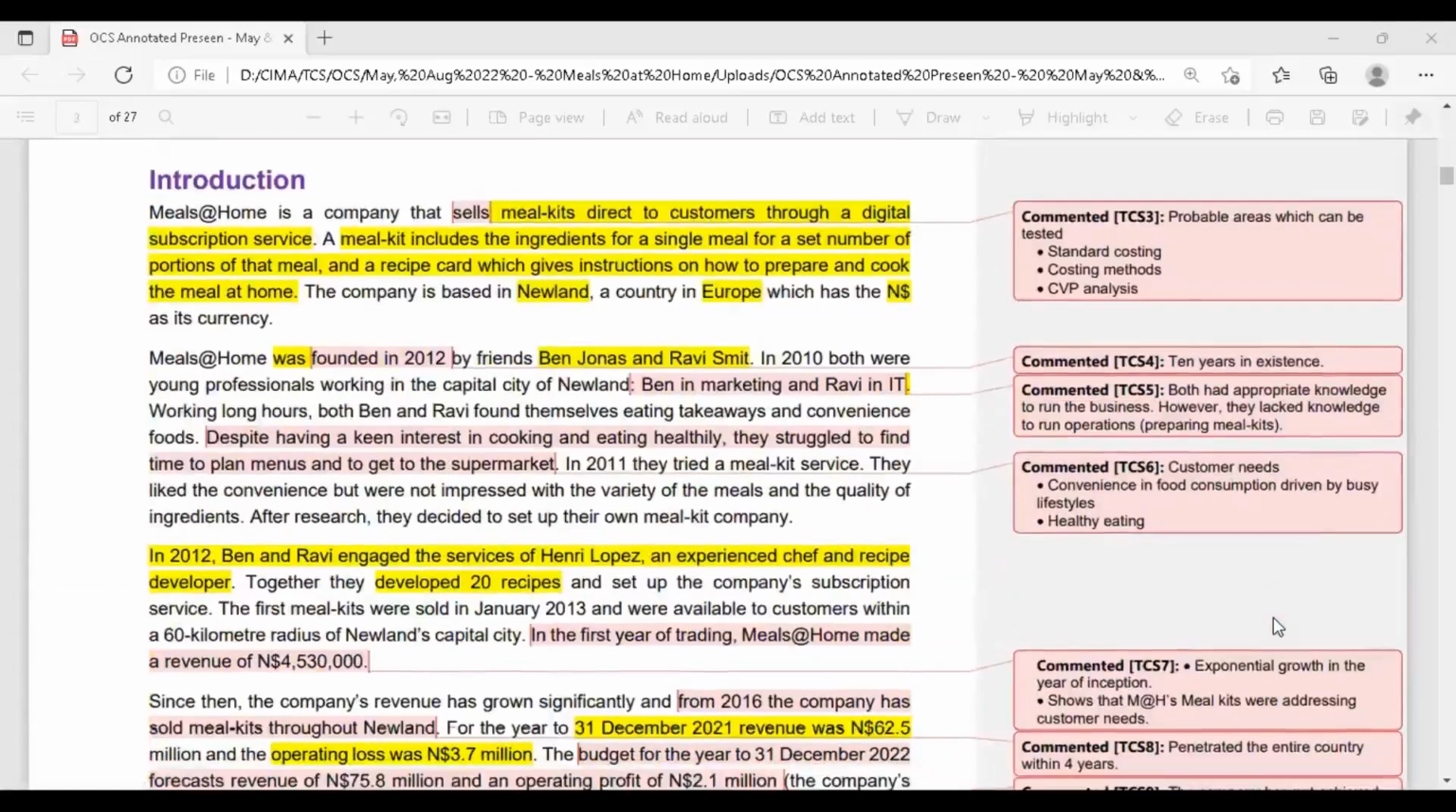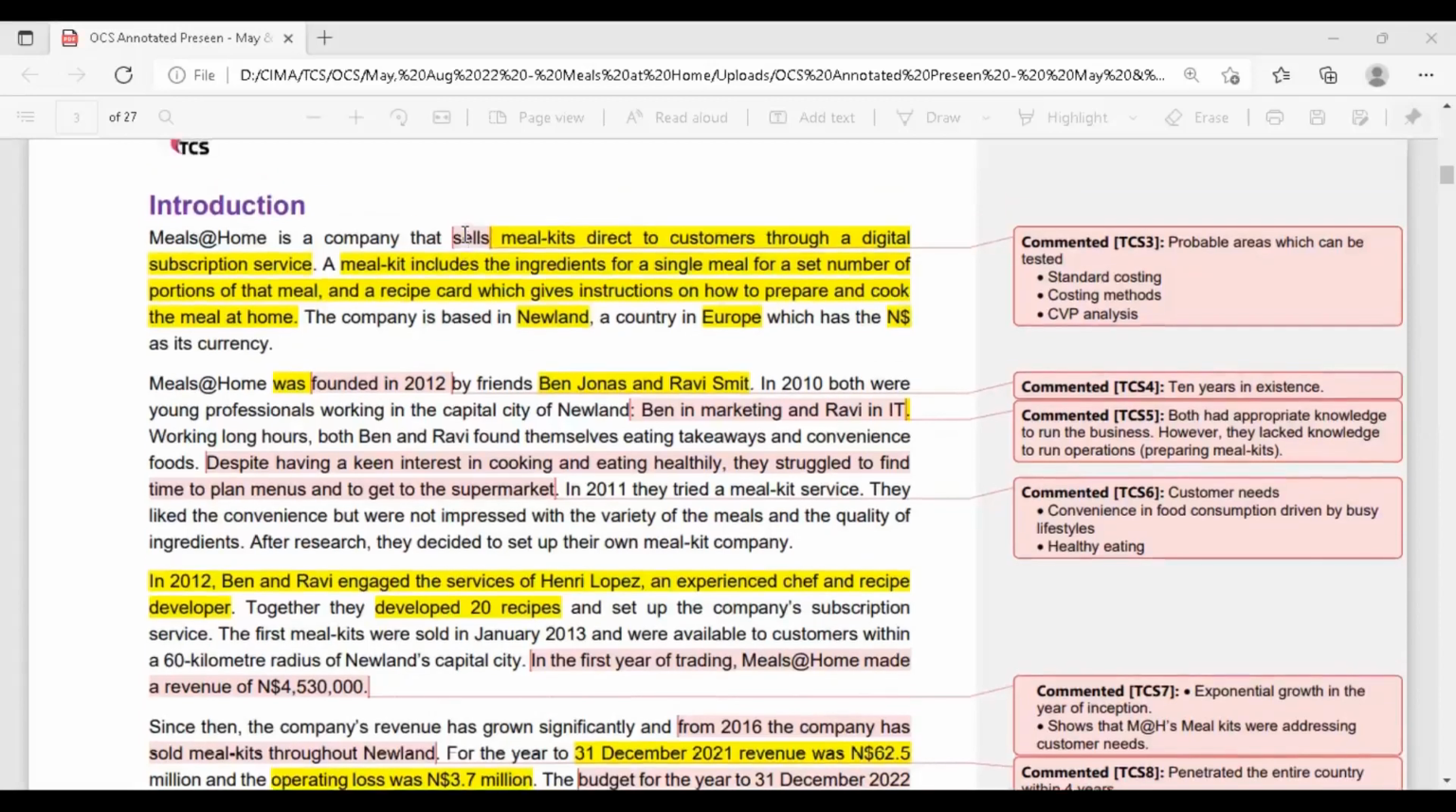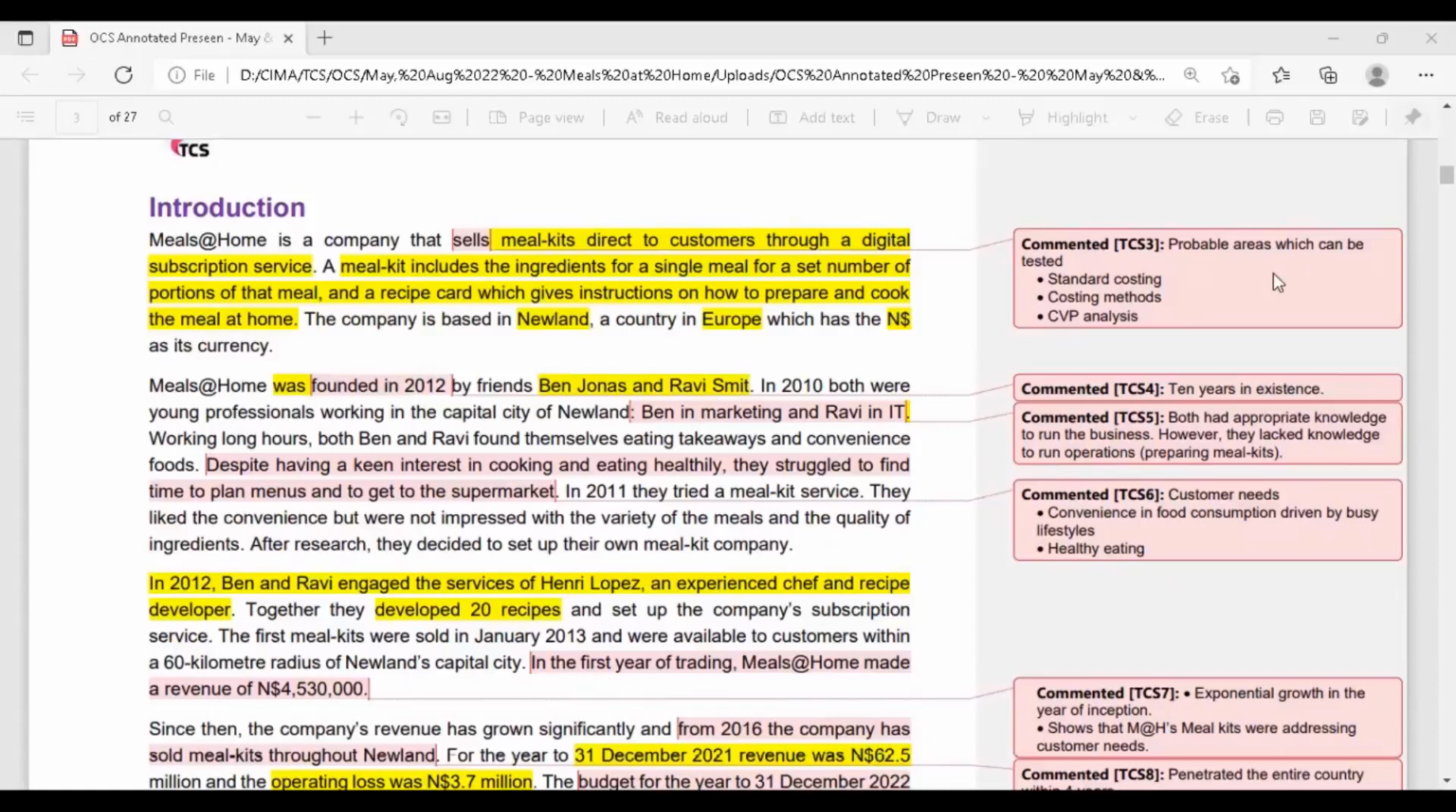Then let's look at the introduction to the company. Meals at Home is a company that sells meal kits direct to customers through a digital subscription service. I took you through an industry analysis, and I highlighted these points. In this industry, since 60% of the customers are online customers, it is normal to provide services through a digital platform. Since this company is involved with selling meal kits, probable areas which can be tested are standard costing, costing methods, and cost volume profit analysis. So these areas, CVP analysis, all these syllabus content can be tested.